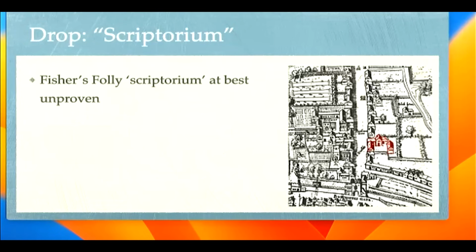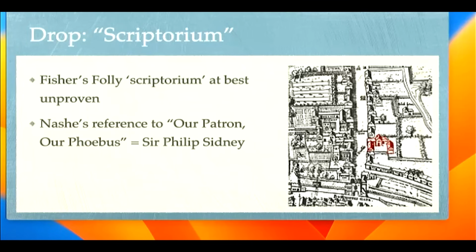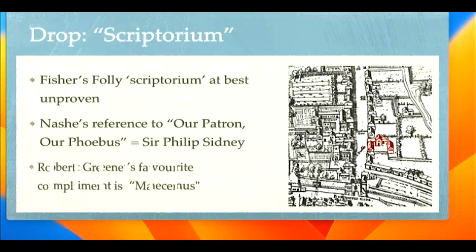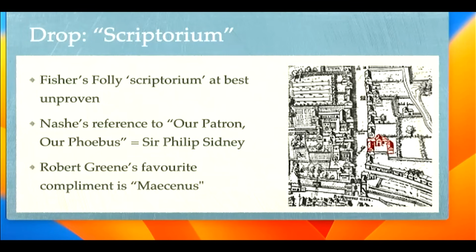camp. Okay, now, yes, Greene did call Oxford Maecenas. He did. And he also called Sir Charles Blount, Thomas Burnaby, Robert Carey, Lord Robert Dudley, and Hugh Offley Maecenas. It was his favourite compliment to a prospective patron.